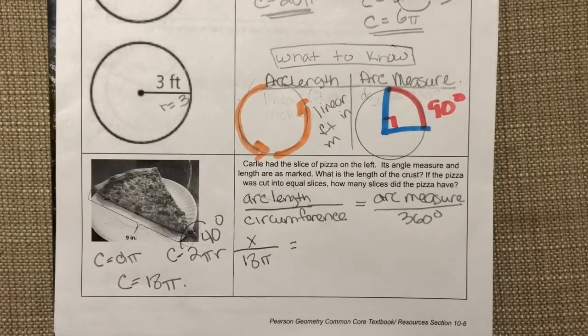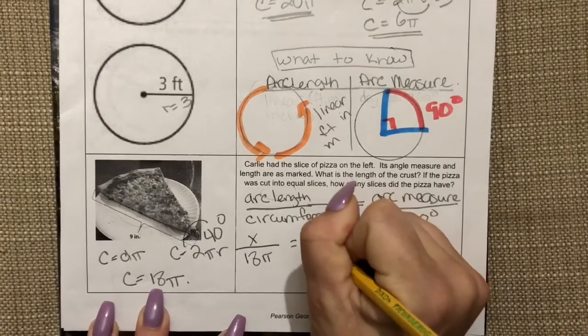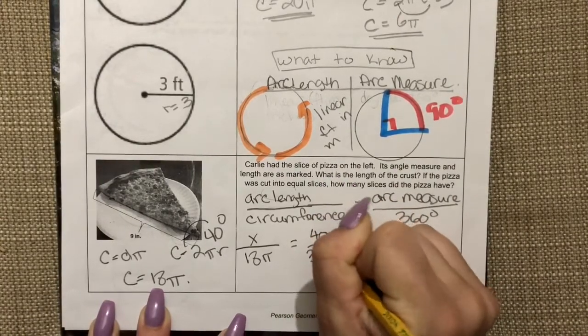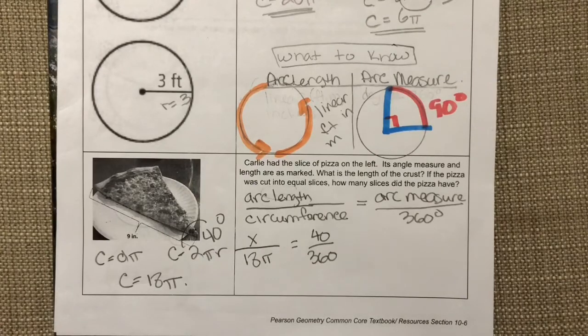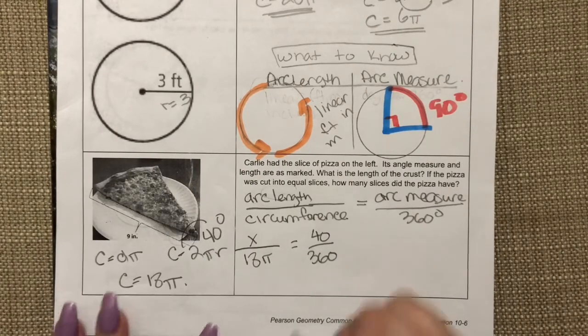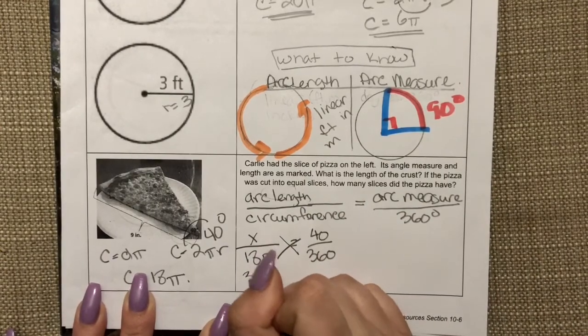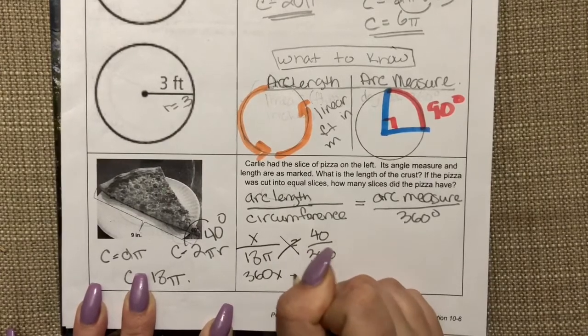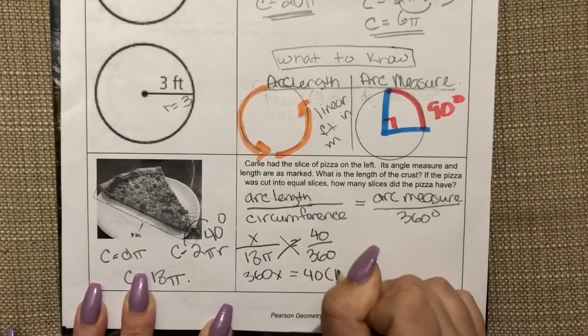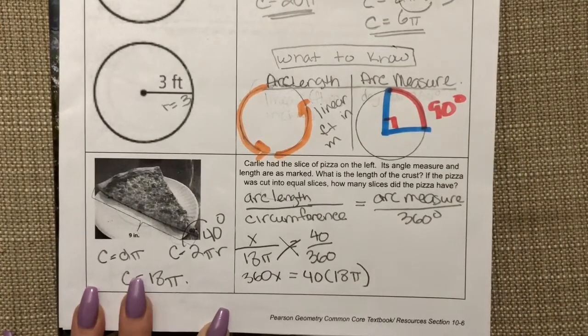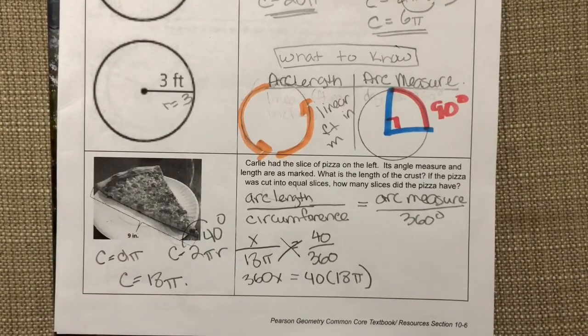Next, I'm going to compare the arc measure to the total 360. And the arc measure they gave me was 40 degrees. Now, once I'm here, I'm just going to cross multiply to solve this proportion, just like I've done in the past. So you can see I get 360 times x equals 40 times 18 pi. I'm going to multiply the 40 and the 18, and I get 720.